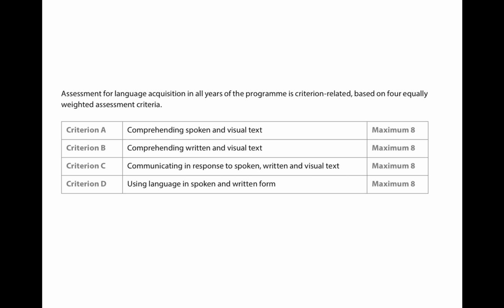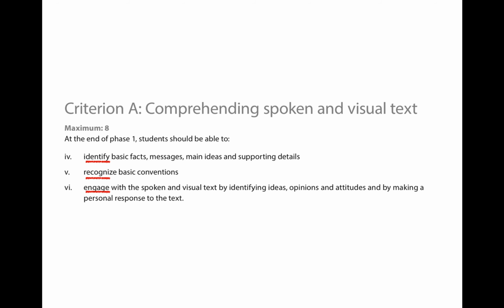Talking about the MYP, we have to talk about the assessment objectives. Everything is about the assessment objectives, and they have assessment strands with each criterion. Comprehending spoken and visual text is the one that I am using, which is criterion A, and then C, communicating in response to spoken and visual text, and criterion D, using language in spoken form.